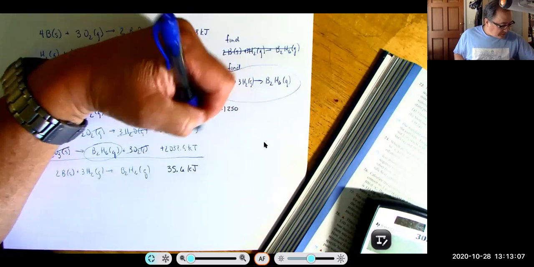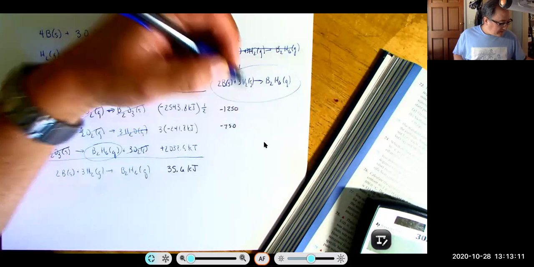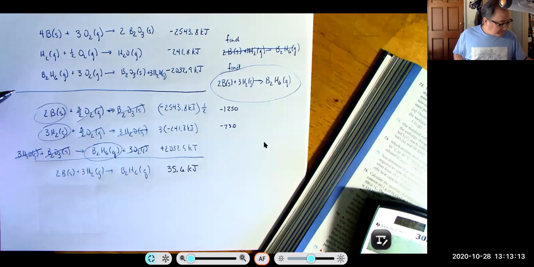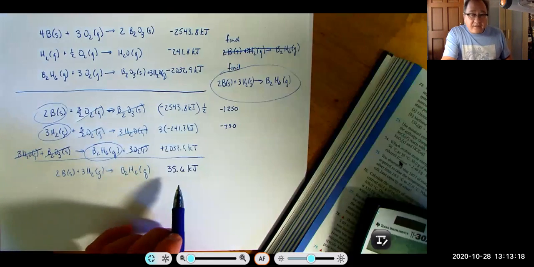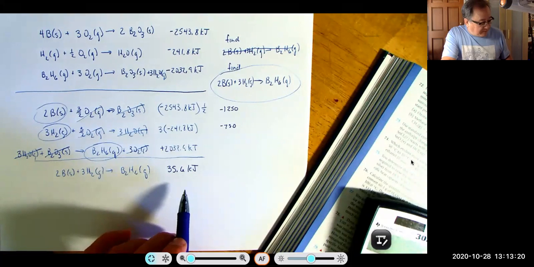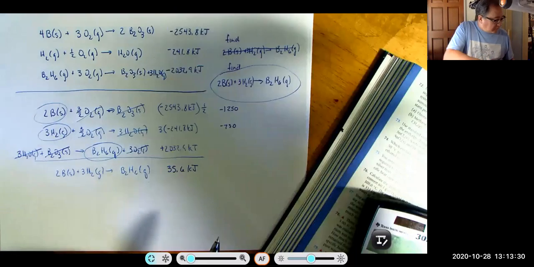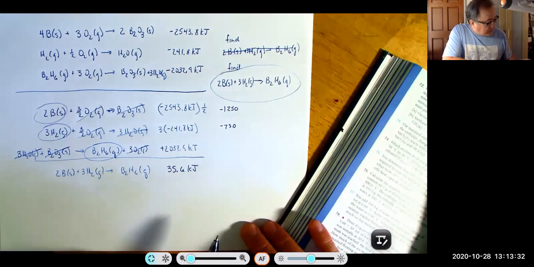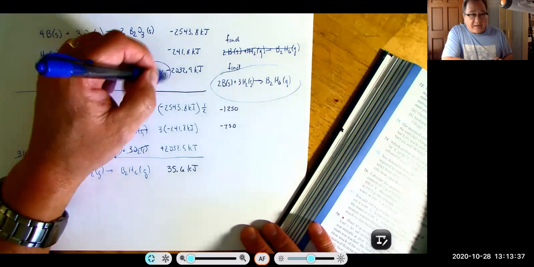So this should be around 250. This should be around 750. So that seems about right. Is that what you got for the answer? Give me a thumbs up if that's what you got for your answer. 35.6 kilojoules. Okay. Now remember, you might have screwed up because I did not write this equation down correctly.